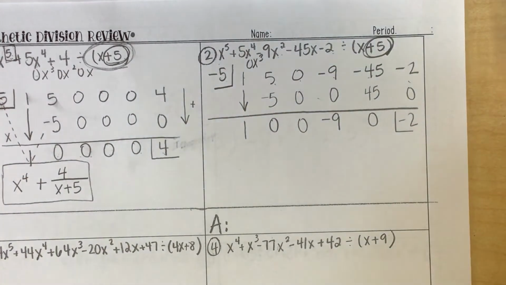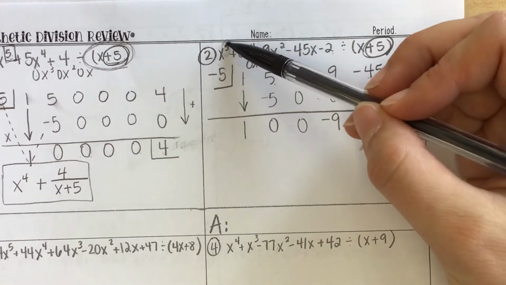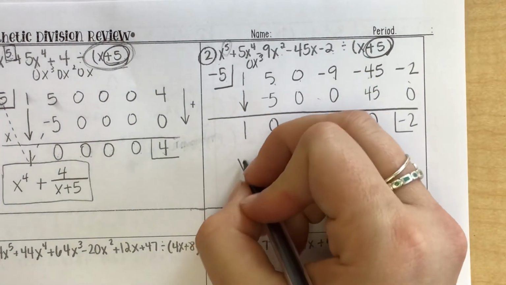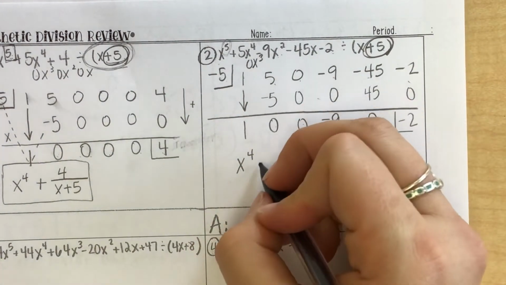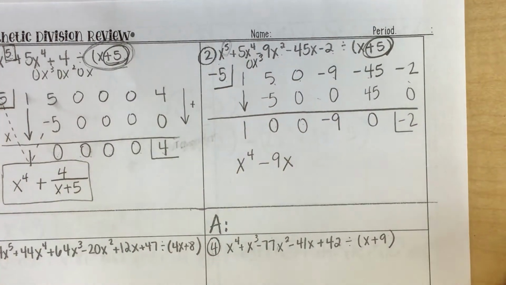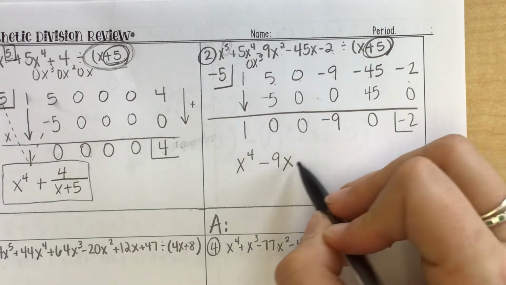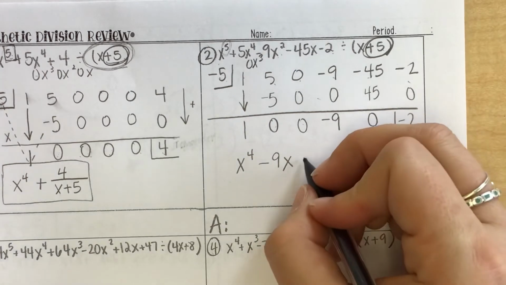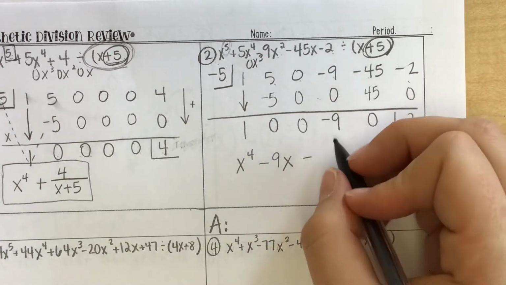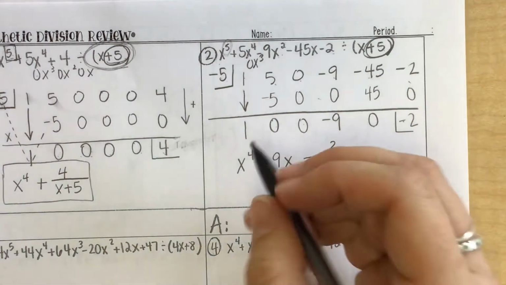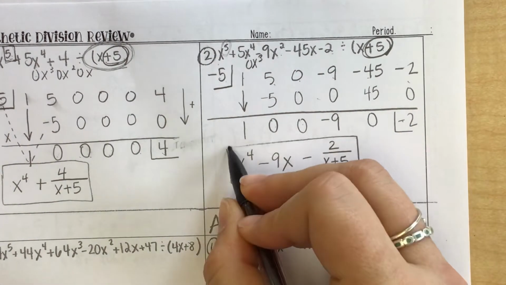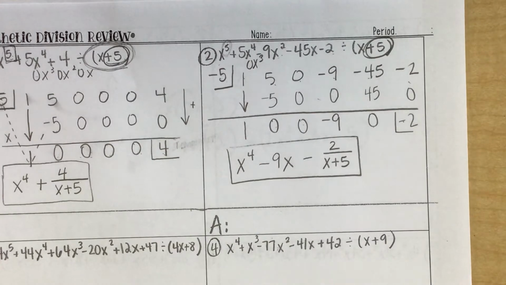So then writing my answer, this started with x to the 5th, so my answer is going to start at x to the 4th. This is to the 3rd, to the 2nd, here's to the 1st, so minus 9x, and then I don't need to put plus 0 or anything. Then I use minus because my remainder is negative, 2 over x plus 5. And that's your answer. Okay?